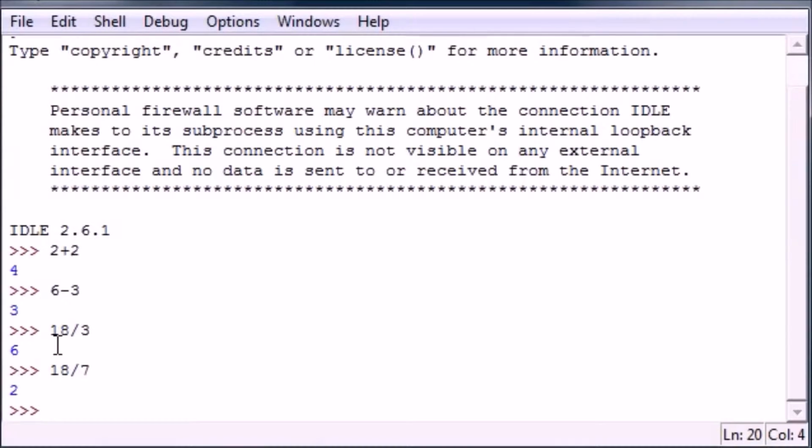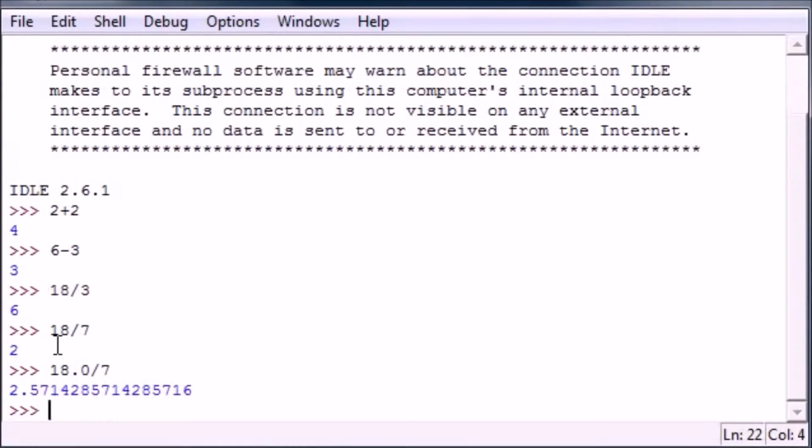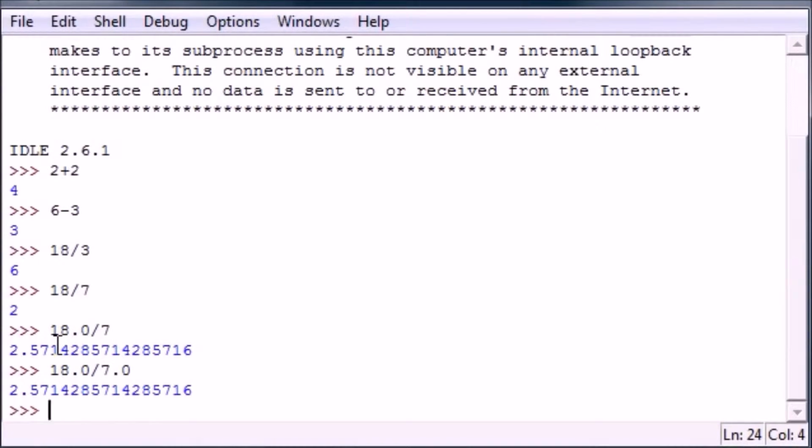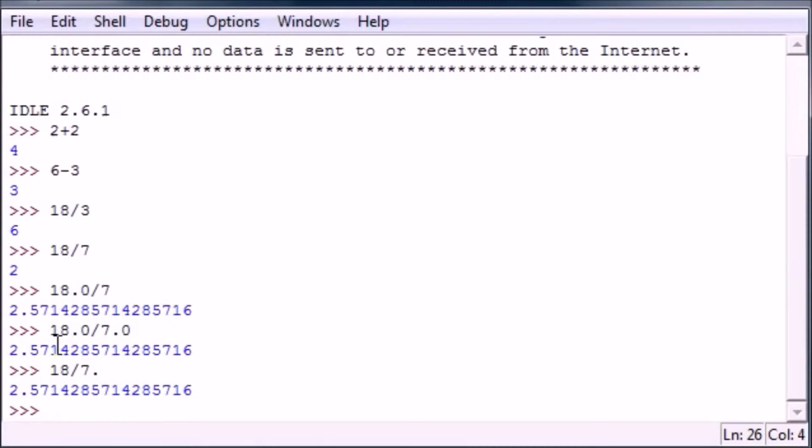And how you get an answer in decimal points is you have to include a decimal point somewhere in your division. So 18.0 divided by 7, that will give you your answer. You can also do 18.0 divided by 7.0, and that will give you your answer. Or even 18 divided by 7 and just put a point, and that tells Python that you want a decimal point as your answer, and that will give you your float answer too.